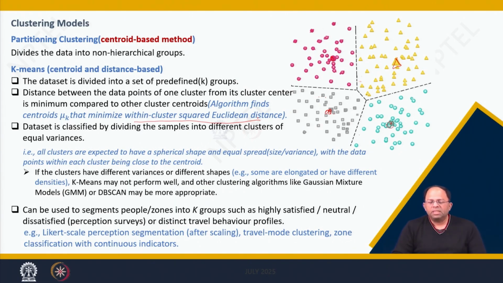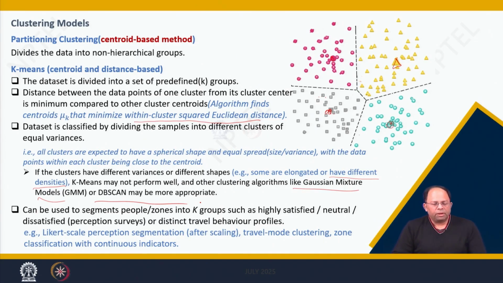Some of these clusters could be elongated or have different densities. That means the better algorithm is probably not k-means for this case. In that case, we should go for clustering algorithms like Gaussian mixture models or DBSCAN, which are more appropriate, right. So k-means clustering is usually for data sets where we don't find certain portions being much denser. So based on the nature of the data, we have to decide which algorithm would be suitable.